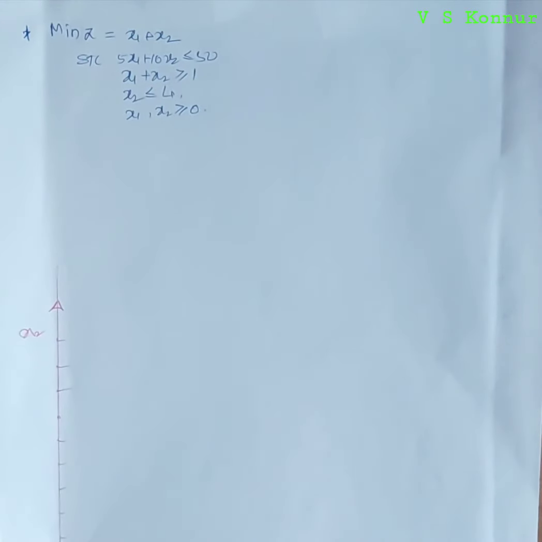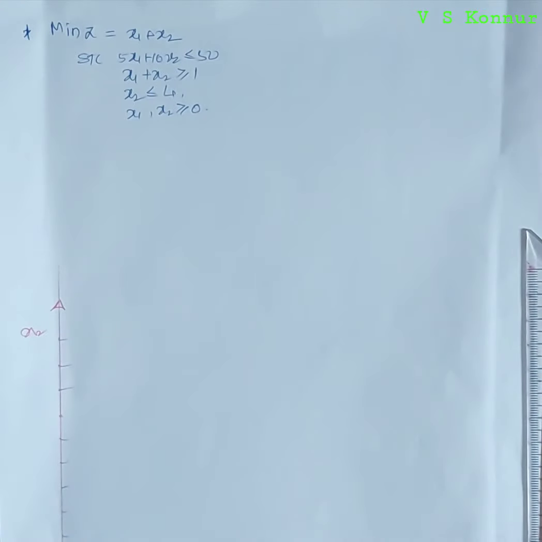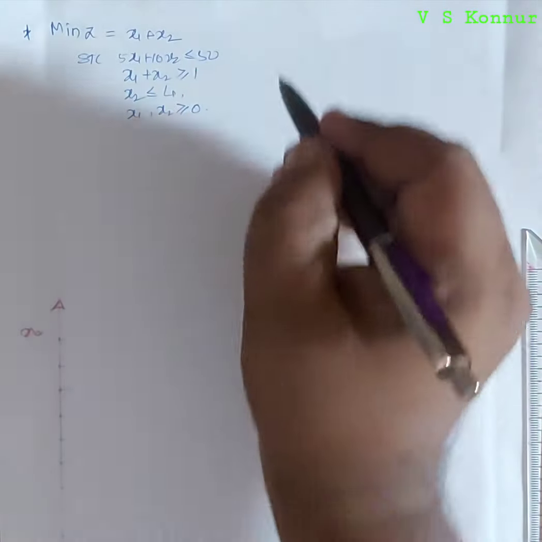Next problem, minimization: z is equal to x1 plus x2, subjected to the constraints 5x1 plus 10x2 less than or equal to 50, x1 plus x2 greater than or equal to 1, x2 less than or equal to 4, x1, x2 greater than or equal to 0. So this is minimization of z.